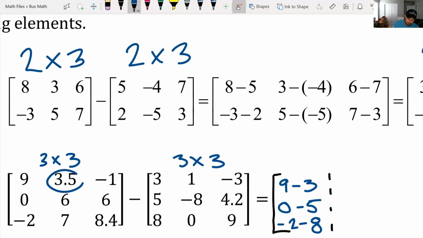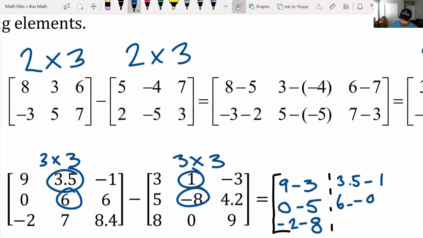Now I'll do 3.5 minus 1. And then 6 minus negative 8. And then 7 minus 0. Separate that column.